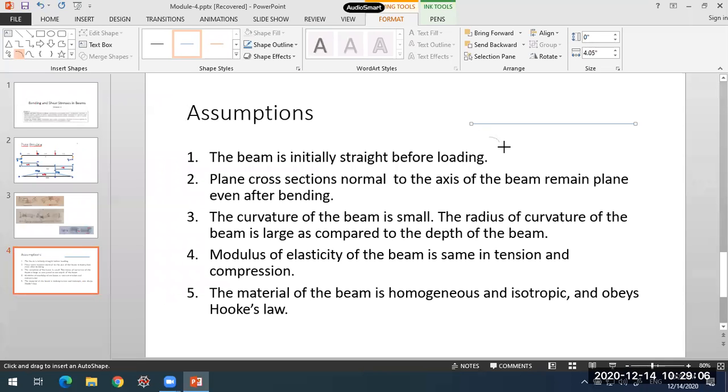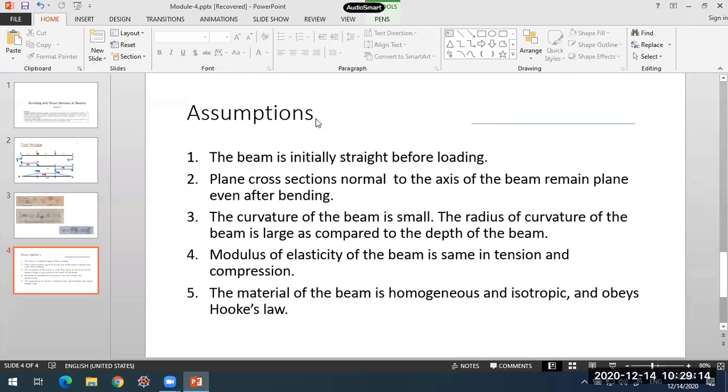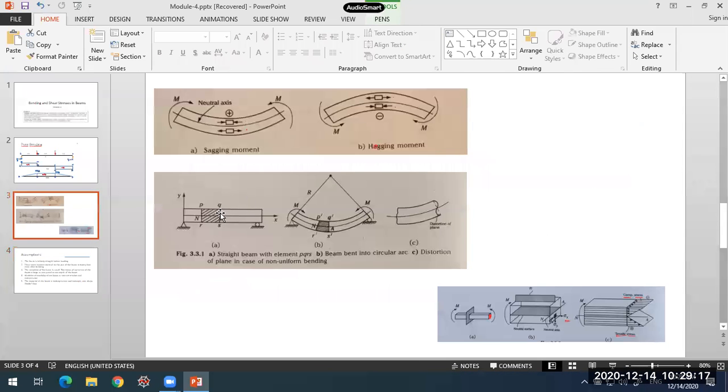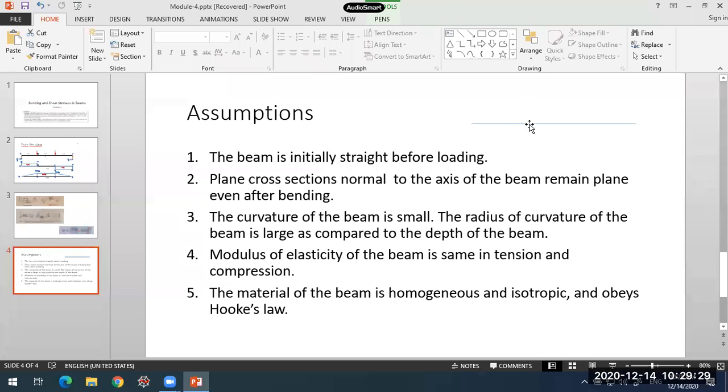The beam is something like that, not a bent form. It doesn't have any bent form like this. Okay, so it is straight. You can see in this diagram also, beam is straight initially means it is perfectly straight. It is not having any curvature or any bent shape over there. It is not a curved beam, it is a straight beam. So it is perfectly straight initially. That is what the first assumption is.